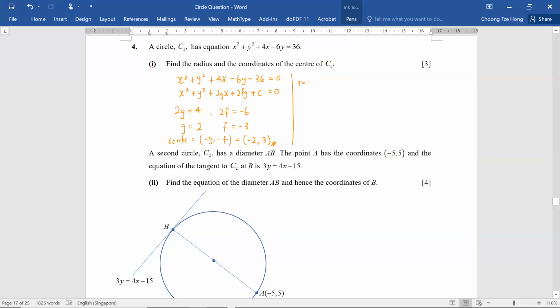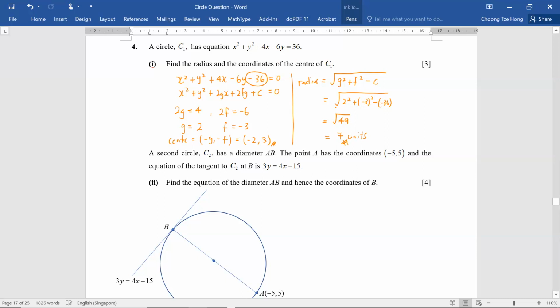Then the radius can be found by using the following formula. The radius will be g squared plus f squared minus c, then square root the whole thing. So g is 2, so we have 2 squared, f is minus 3, then minus c. In this case, c is negative 36, you must include the negative sign. So 2 squared is 4, 4 plus 9 is 13, 13 plus 36 you get 49. So the square root of 49 gives you 7 units.